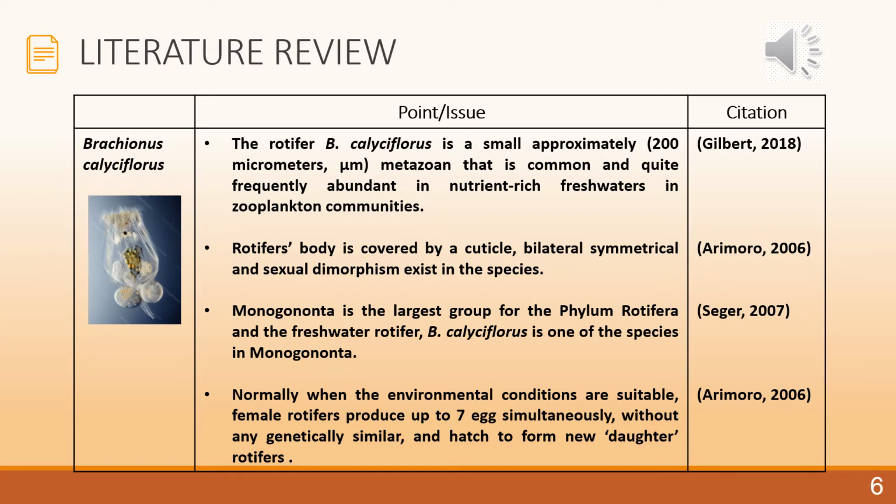According to Gilbert 2018, the rotifer B. calyciflorus is a small, approximately 200 micrometers metazoan that is common and quite frequently abundant in nutrient-rich freshwaters in zooplankton communities. Arimoro 2006 stated that the rotifer's body is covered by a cuticle, bilaterally symmetrical, and sexually dimorphic, as in the species. Monogononta is the largest group for the phylum Rotifera, and B. calyciflorus is one of the species in Monogononta according to Seger 2007. Normally, when the environmental conditions are suitable, female rotifers produce up to 7 eggs simultaneously, genetically identical, and they hatch to form new daughter rotifers.